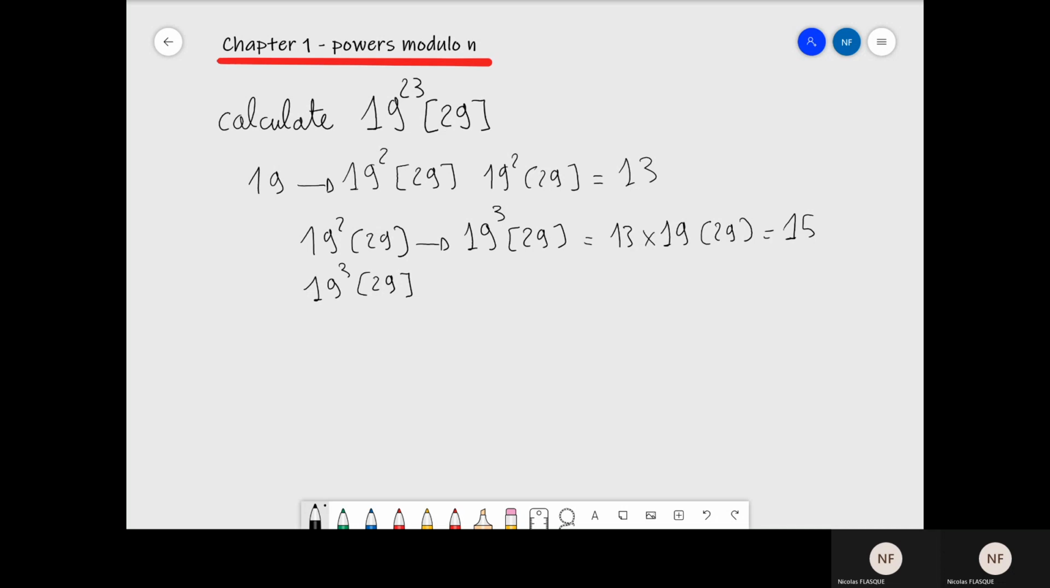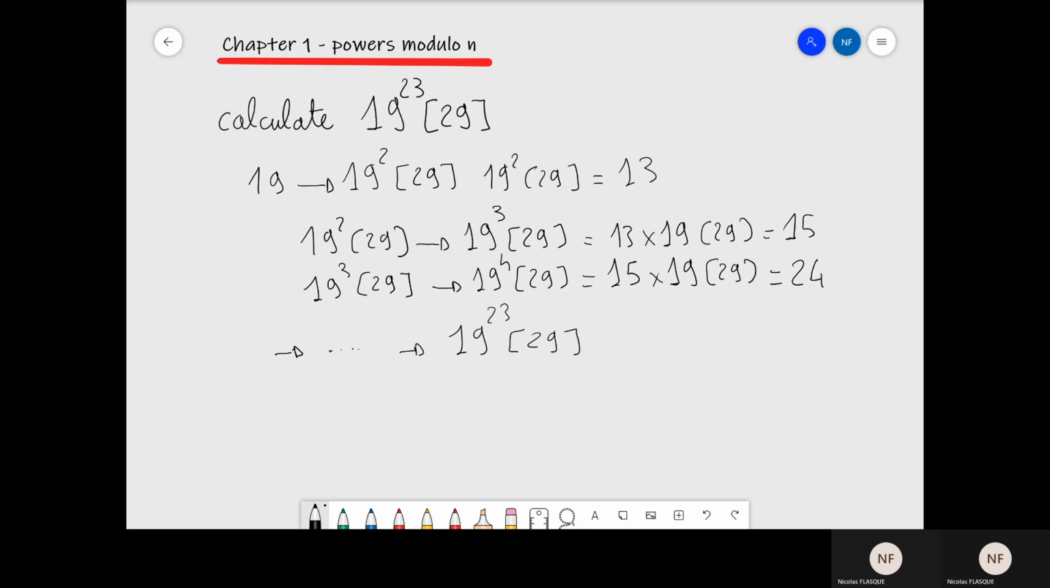From 19 to the power of 3 modulo 29, we can calculate 19 to the power of 4 modulo 29, which should be 15 times 19 modulo 29. That would give us 24, and so on until we reach the value of 19 to the power of 23 modulo 29.